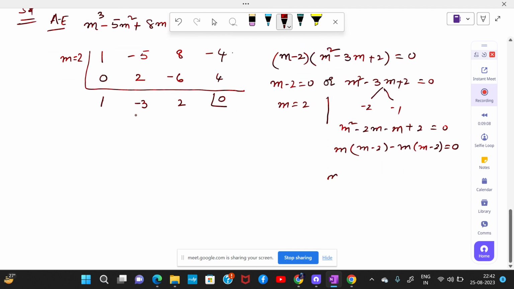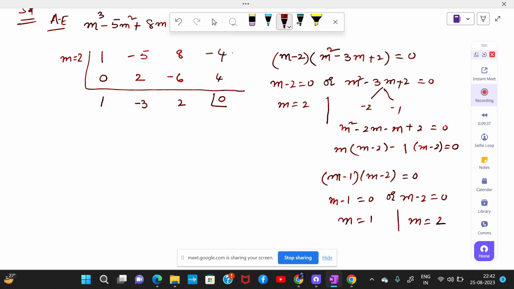M, once again, here it should be as in a 1. Then m minus 1, m minus 2 equals 0. So m minus 1 is equal to 0, or m minus 2 is equal to 0. m is equal to 1, m is equal to 2.